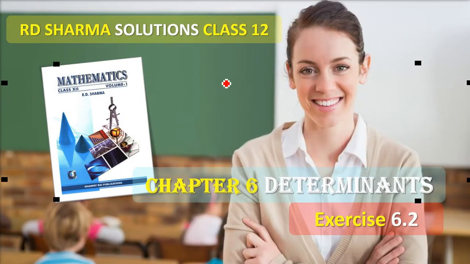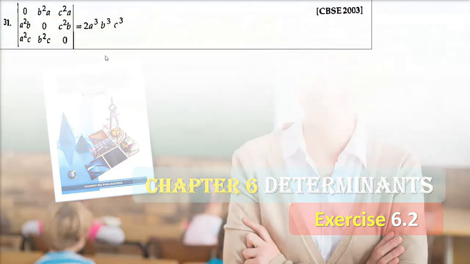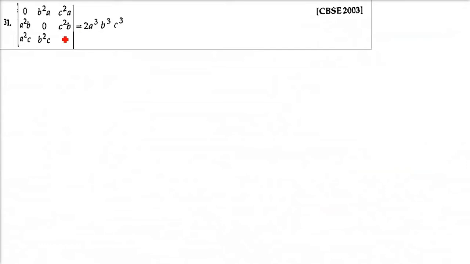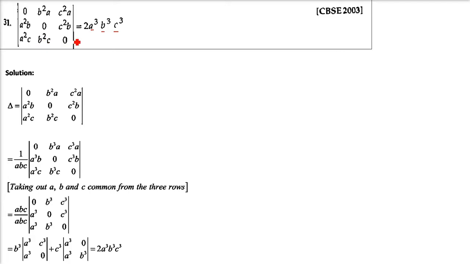This is R.D. Sharma solution, class 12th, chapter 6, determinants. Exercise is 6.2. In this question, you see, we have a cube, b cube and c cube on the right hand side. That means we will need this cube somewhere. So how do we do this? See the pattern. The pattern is that we multiply this whole matrix and determinant by ABC divided by ABC.